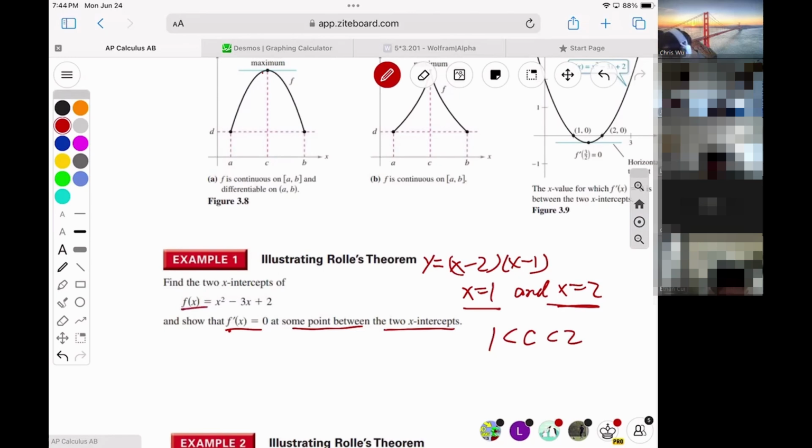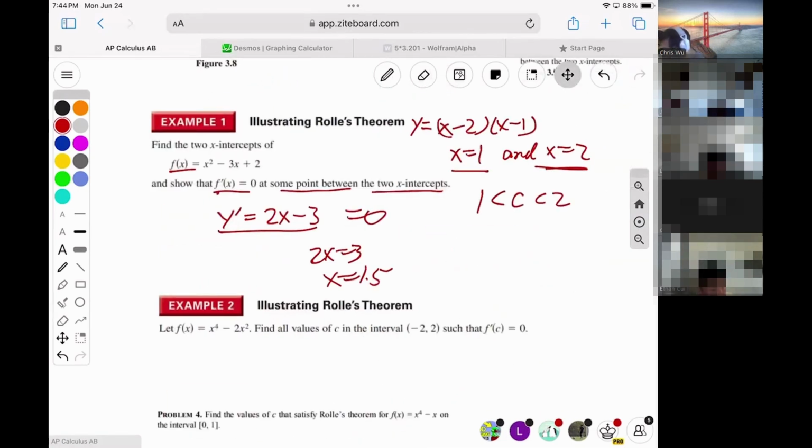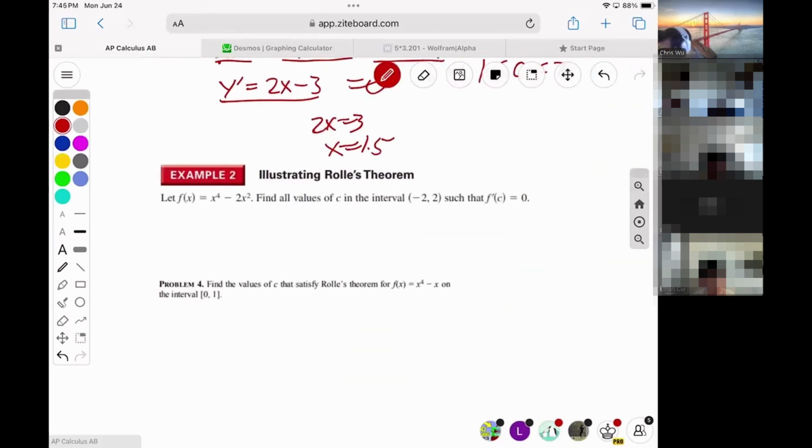Let's try it. So how do I get the slope? y prime is equal to 2x minus 3. When is this equal to 0? 2x equals 3, x equals 1.5, and that's precisely between 1 and 2. Right, so that's just an exemplification of how Rolle's theorem turns out. Now let's illustrate this one more time. Let f be that; find all the values of c in the interval such that f prime is equal to 0.